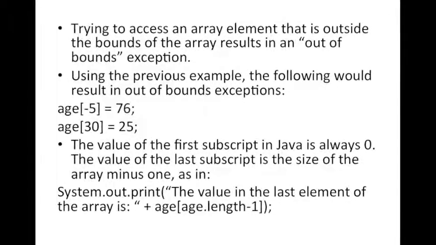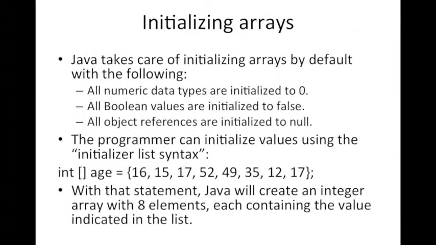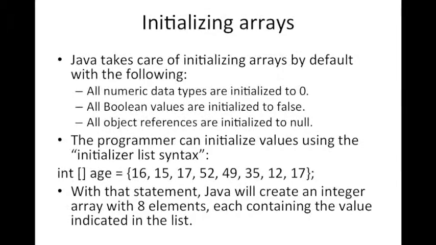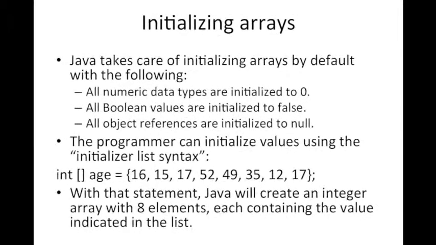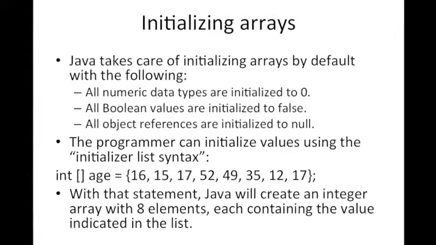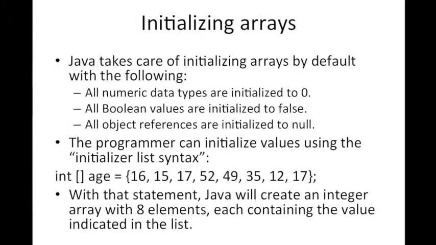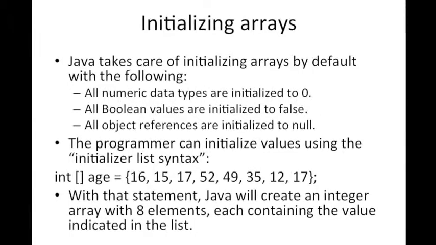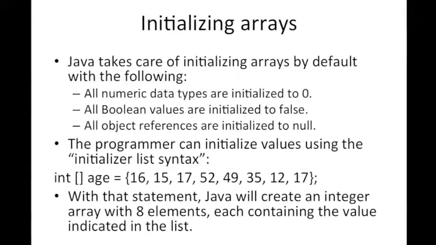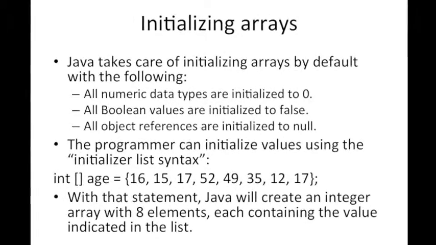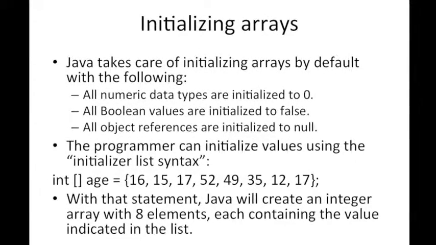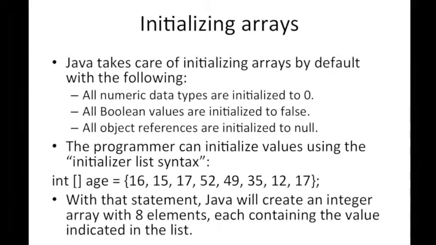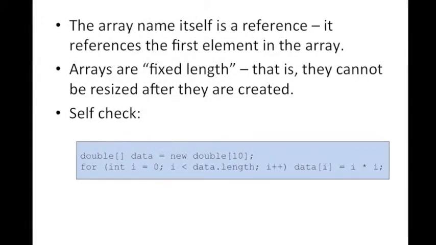When you create an array, Java initializes it automatically for you. All numeric types such as int and double are initialized to 0. Boolean values are initialized to false, and object references such as objects of house pet or objects of bank account would be initialized to null. The programmer can initialize values using initializer list syntax as shown, and Java is smart enough to count up and see how many elements are required.